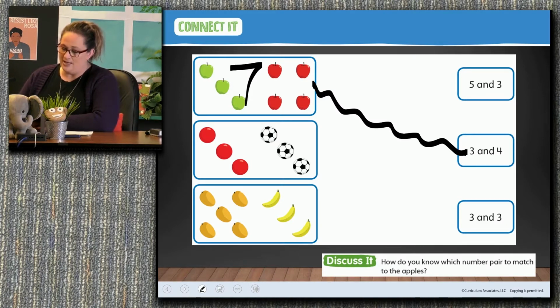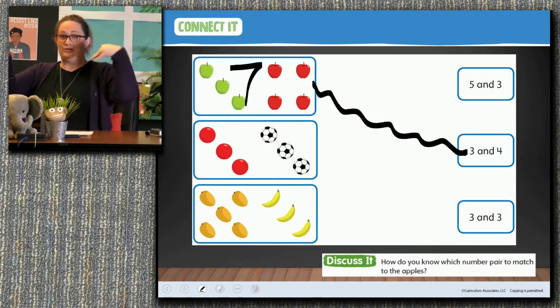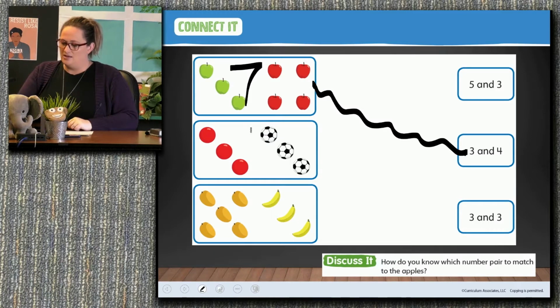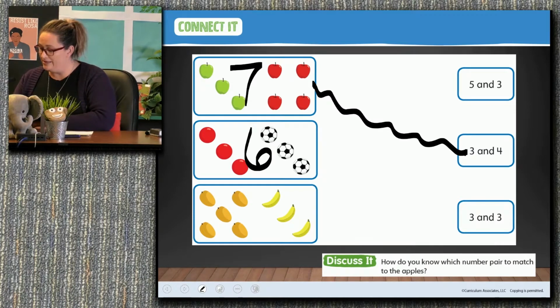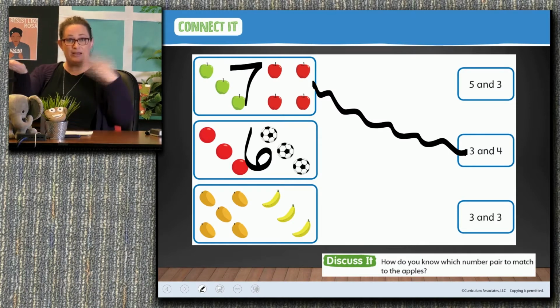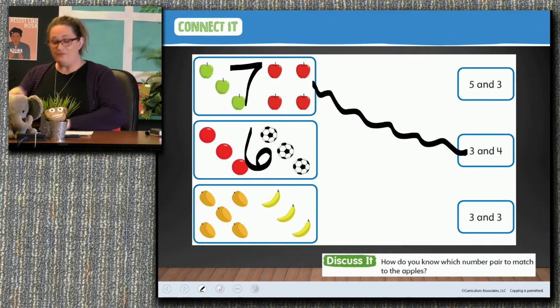3 are red and 3 are soccer balls. 3 and 3 make 6. Okay, let's find the one to match. 5 and 3. Is that the same as 3 and 3? No. 3 and 4. Is that the same as 3 and 3? No. 3 and 3. Is that the same as 3 and 3? It is. We found the match.